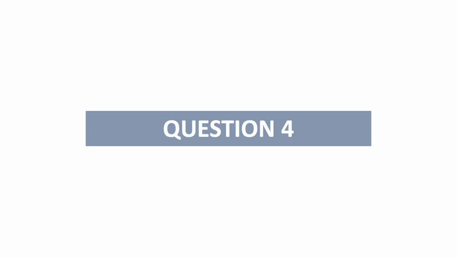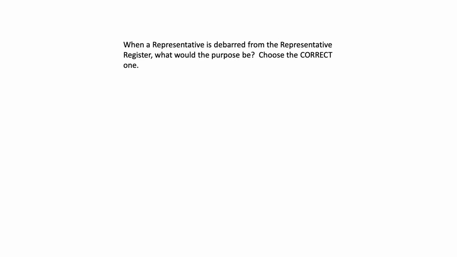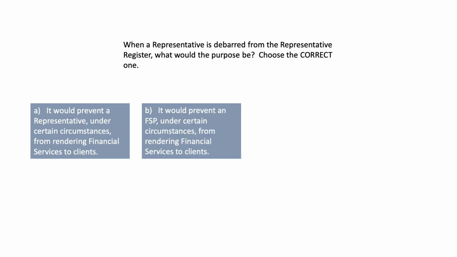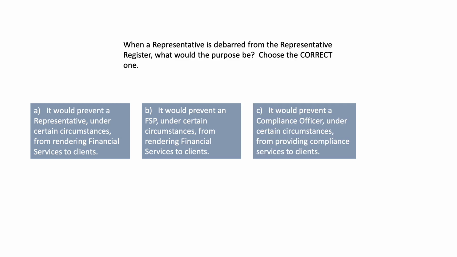debarred. Question 4. When a representative is debarred from the representative register, what would the purpose be? Choose the correct one. A. It would prevent a representative under certain circumstances from rendering financial services to clients. B. It would prevent an FSP under certain circumstances from rendering financial services to clients. C. It would prevent a compliance officer under certain circumstances from providing compliance services to clients. D. None of the above.